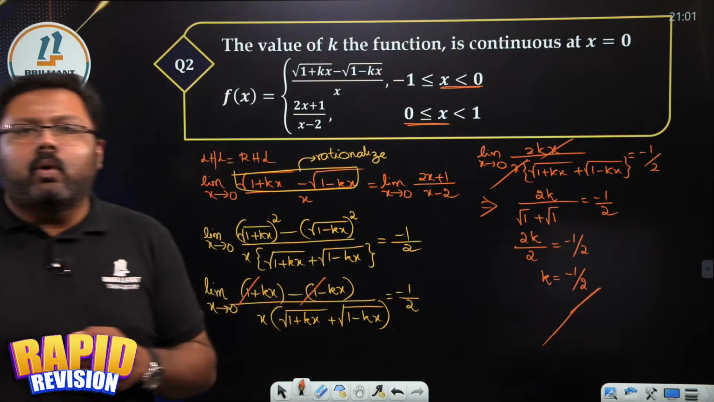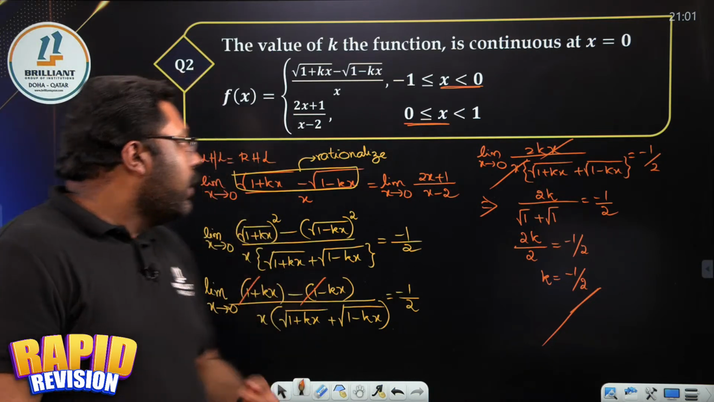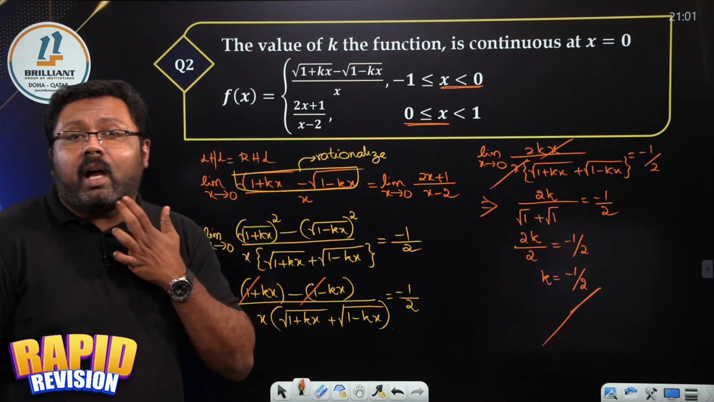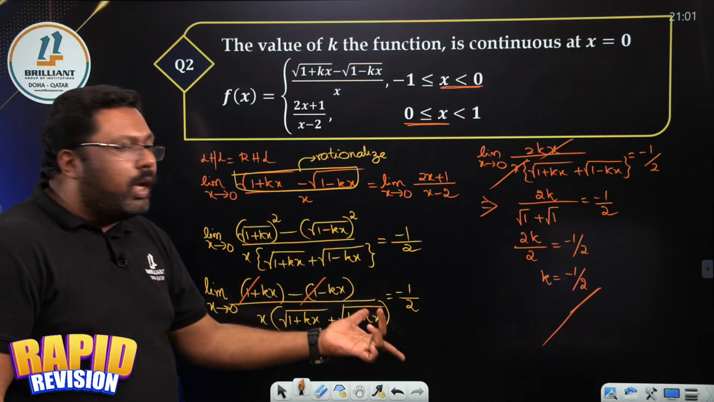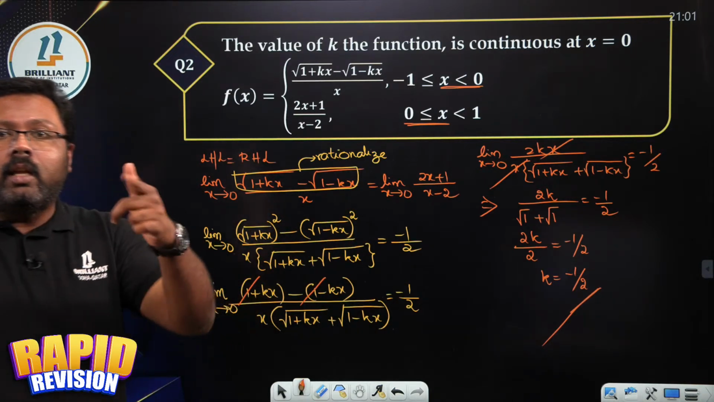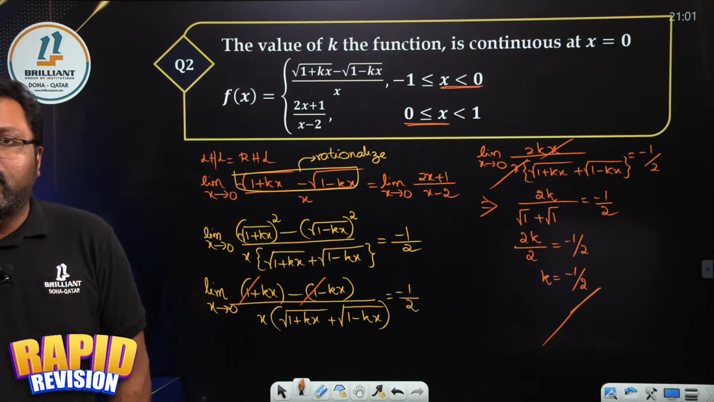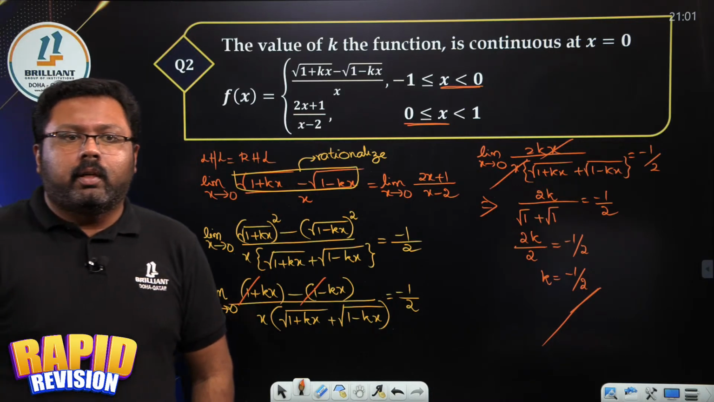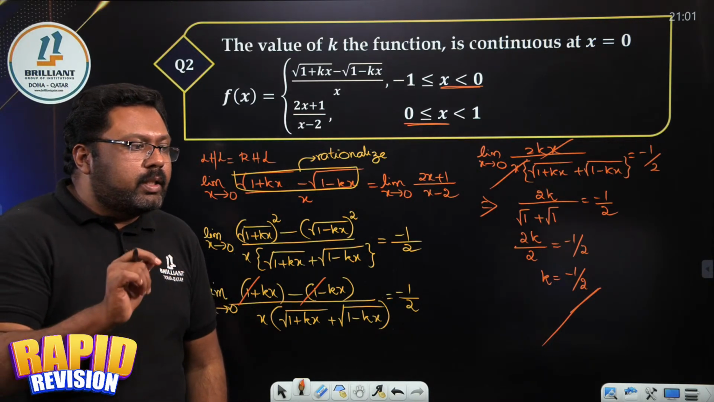What's the value of k, all of you? The value of k is minus half. So these kind of simple questions can be asked to find the value of k for 2 marks in your 2 mark section from chapter 5. Please be careful with it. These are 2 questions.